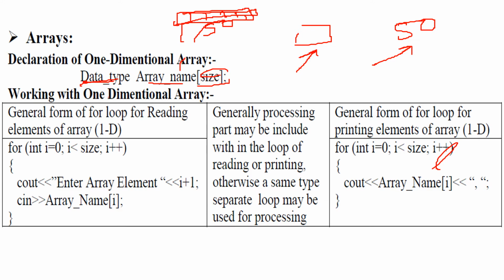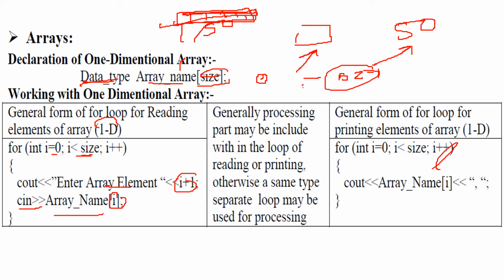I'll show you with an example. When we work with a one-dimensional array, there is only one dimension, so we have just one row of contiguous locations. The general form to read the elements of a 1D array is to put in a loop. We start with 0 and go up to size minus 1, that is, i less than size. An array always starts with subscript 0 and goes up to size minus 1. We use cout to ask you to enter an array element, and cin with the array name and a subscript.